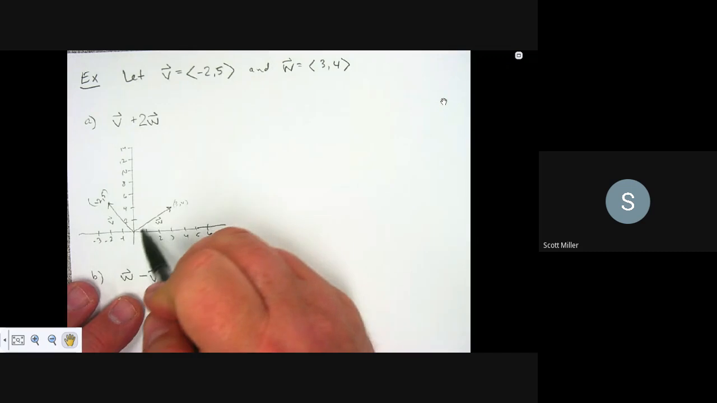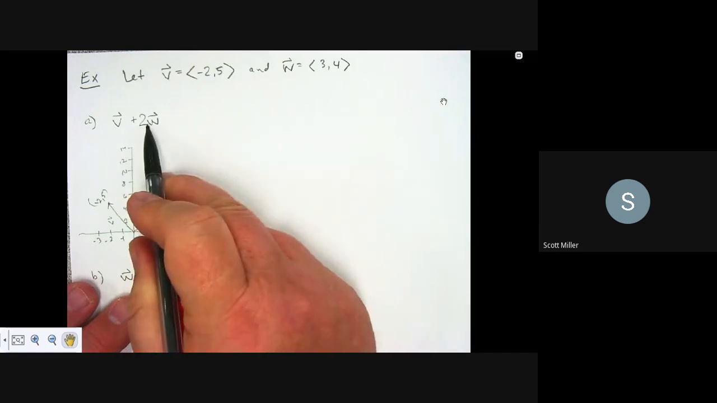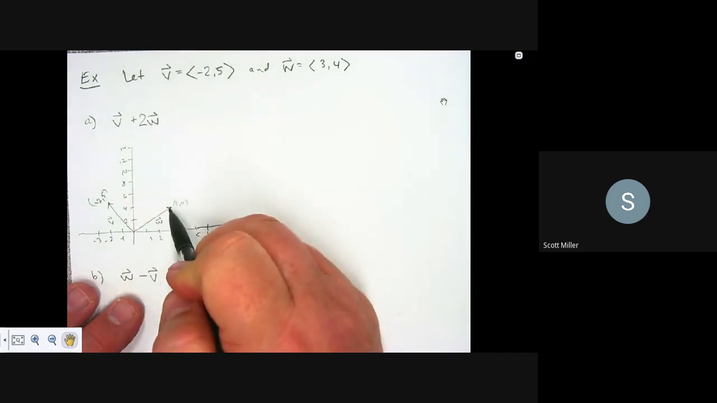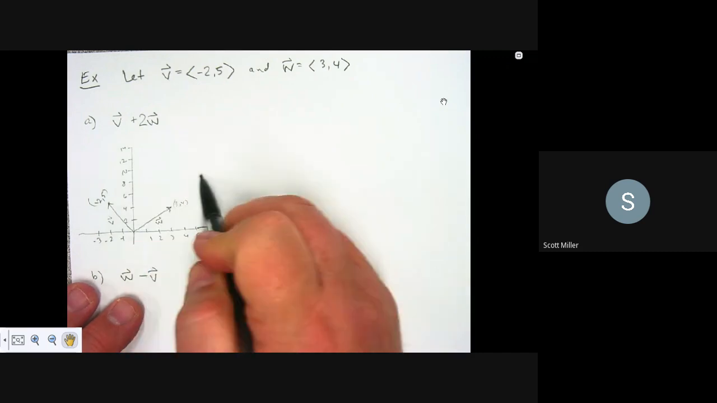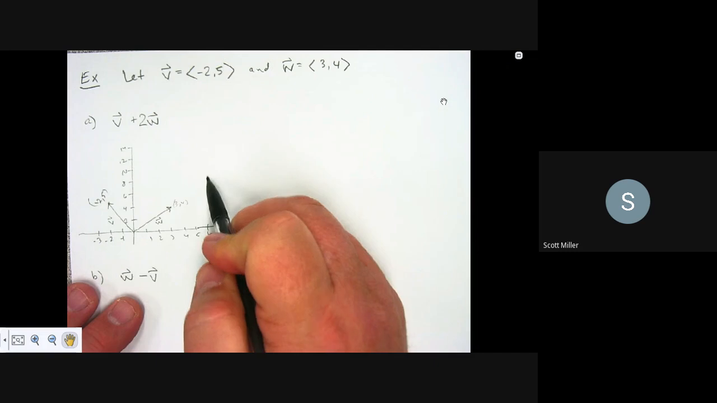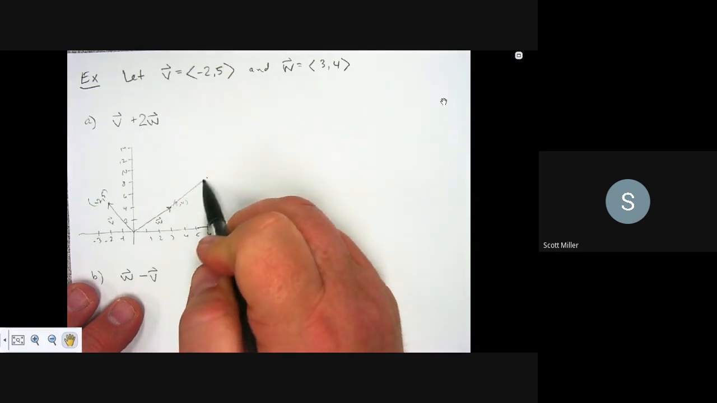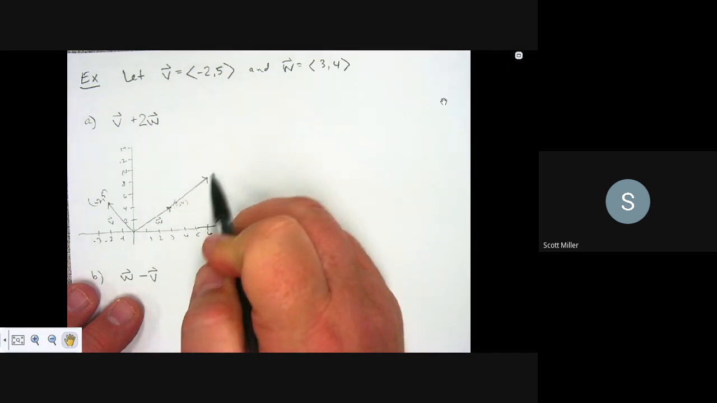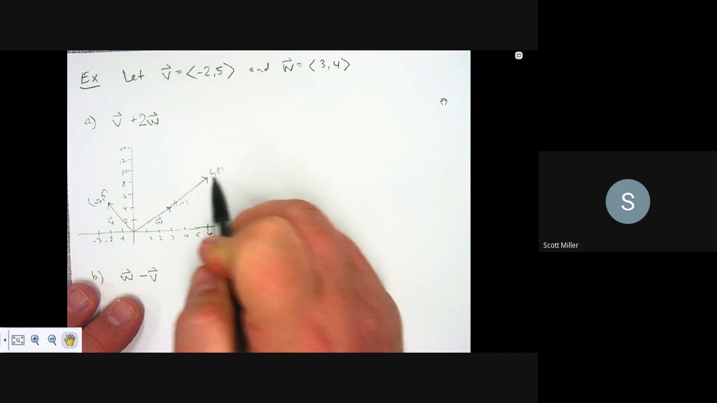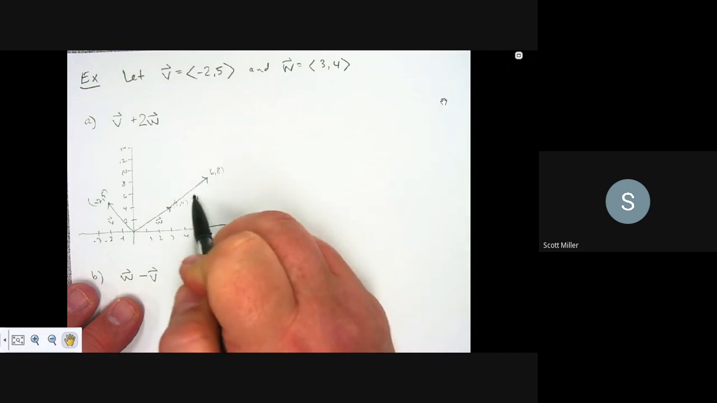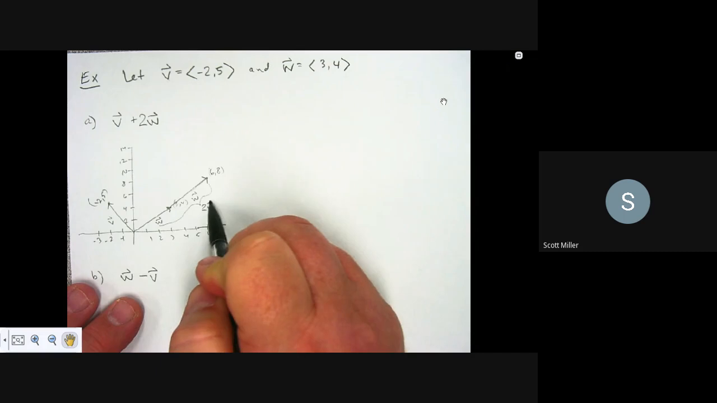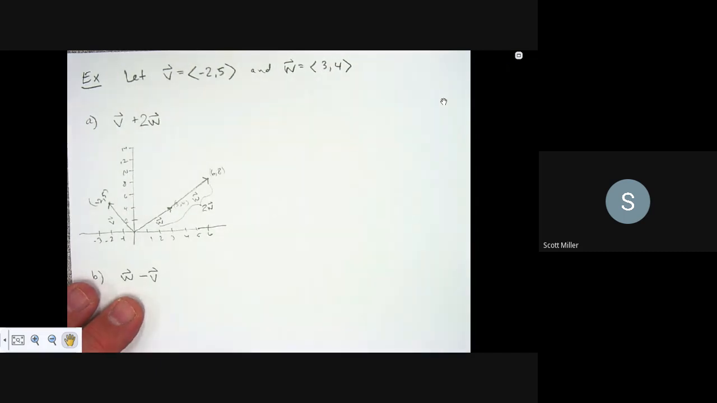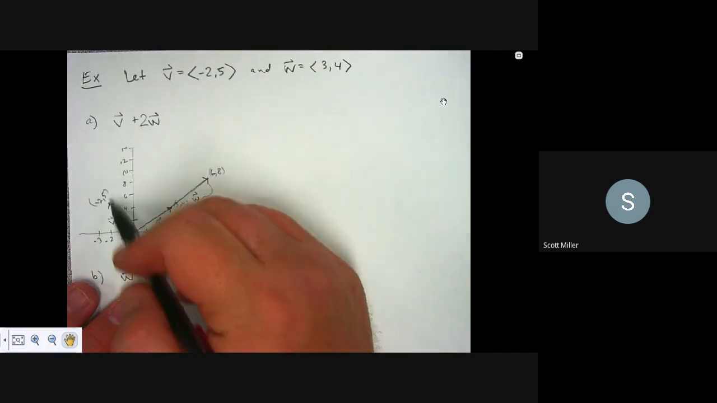I need to extend this out to 2 times. So if this is 1 w, then if I do the exact same length again in the same direction, then I have the other one. So when I do that, it's going to be out here at 6, 8. So in extending this right here becomes another w. So this right here is 2 times vector w. So this is the 2 sides.